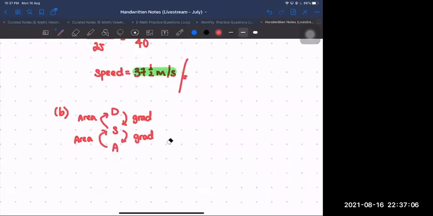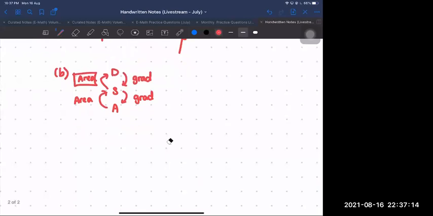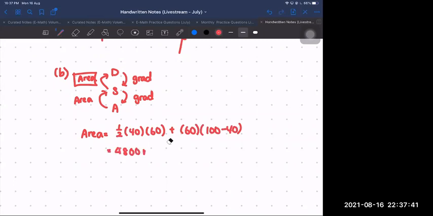So for this question, since you are looking for the distance and we are given a speed, we are looking for the area under the graph. So this is a trapezium, or this is a triangle plus a rectangle. So area is equal to half times 40 times 60 plus, oops, sorry, not half, the rectangle would be 60 multiplied by 100 minus 40. Total answer is 4,800 meters. This is part B's answer.